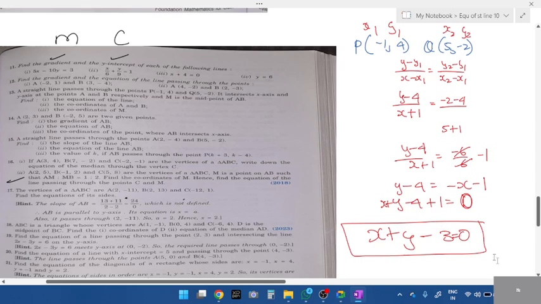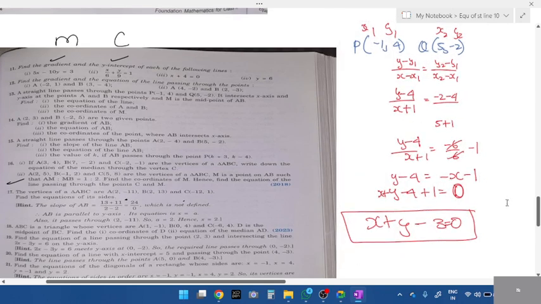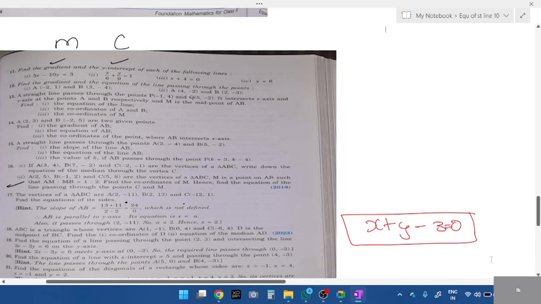Now, using this equation, we have to solve the next question. The next one is an important concept. Look here. All of you are done? Shall I erase it? We just need this equation.